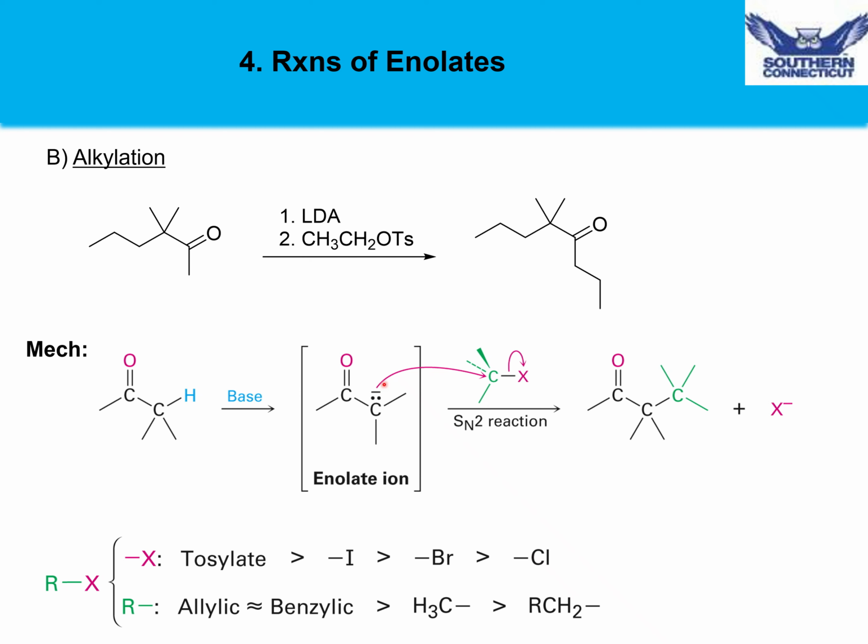That enolate will then do an SN2 reaction on an alkylating agent such as an alkyl halide or an alkyl tosylate. Since this is an SN2 reaction, this is better when it's a methyl group here or a primary alkyl halide or alkyl tosylate.